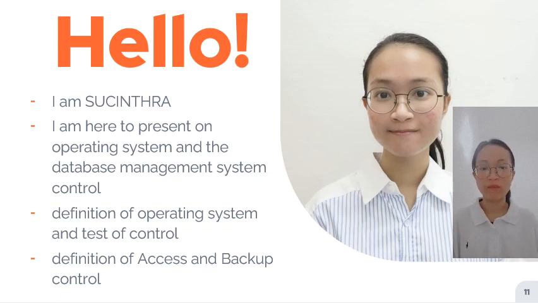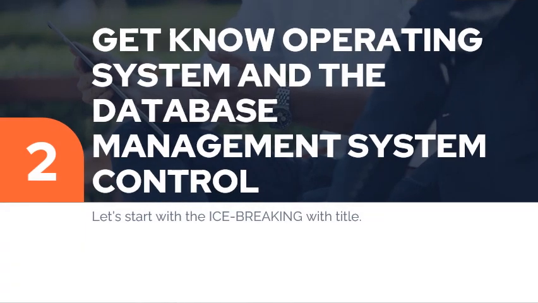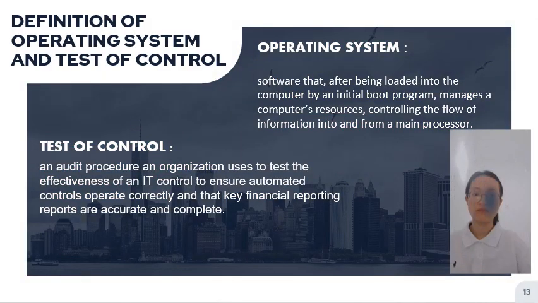Today I'm going to present about operating system and database management system control. Next, I am going to present about what is the definition of operating system and the test of control. So what is the operating system? Operating system is a software that is loaded into the computer by an initial boot program. Its function is to manage computer resources and control the flow of information.